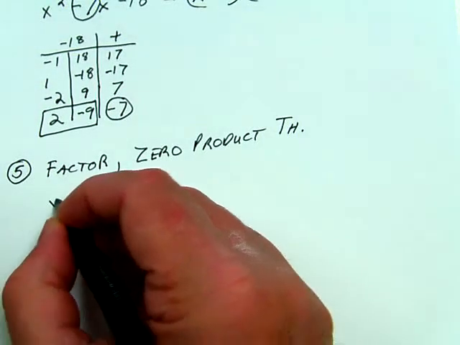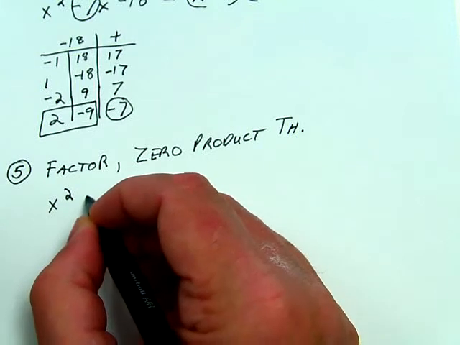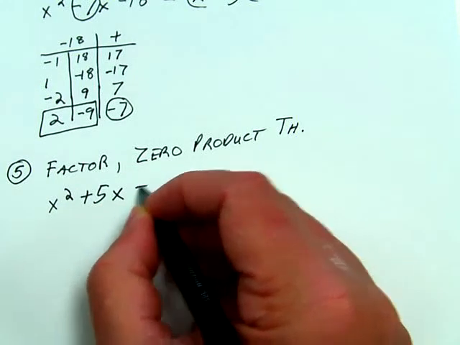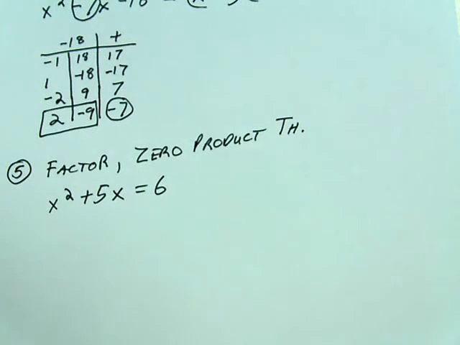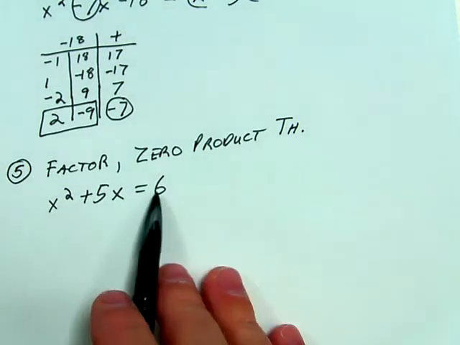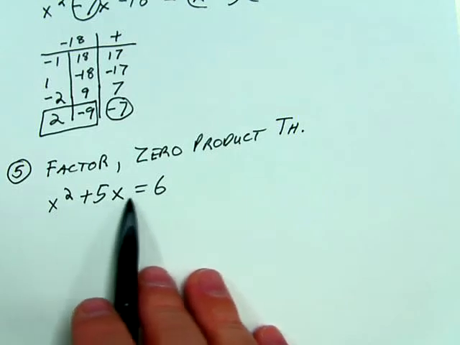Let's say we have x squared plus 5x equals 6. Well, right away I can't do anything with that because it's not in the standard format that I want, x squared plus bx plus c.